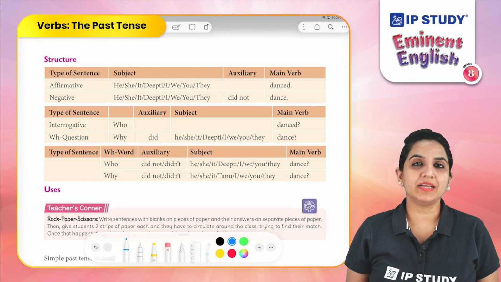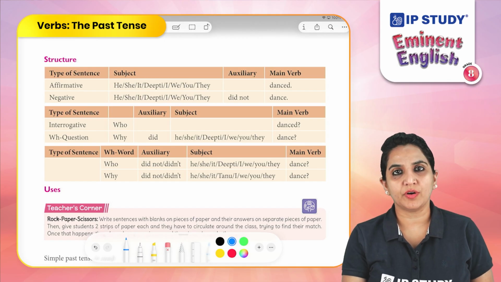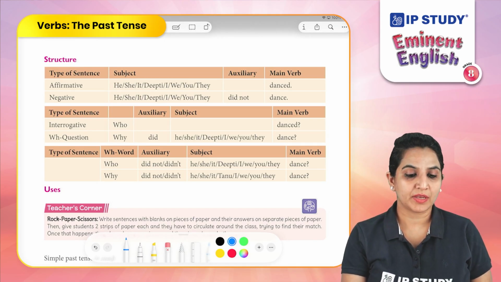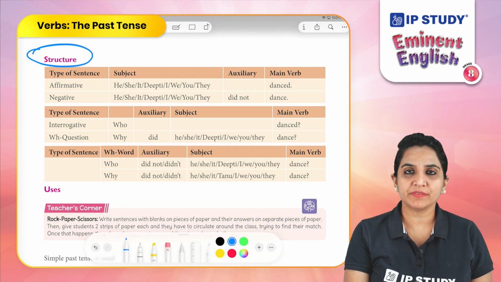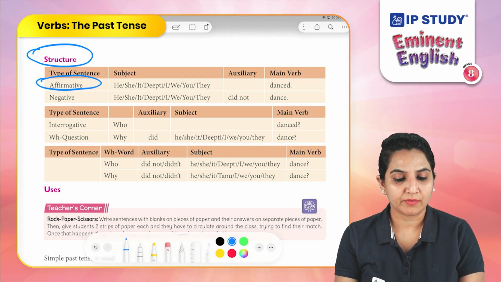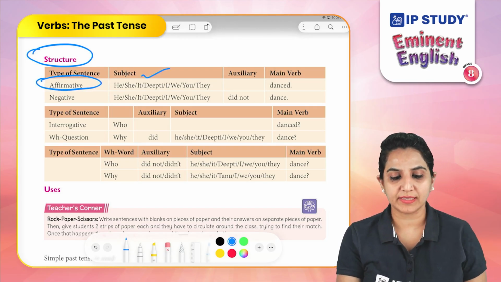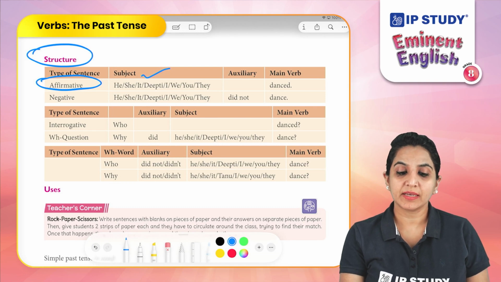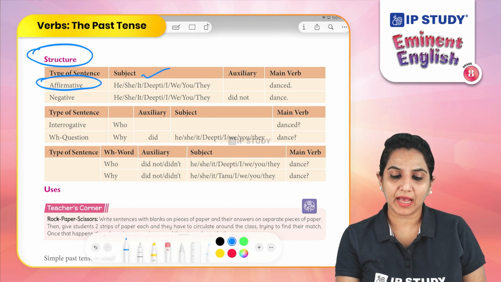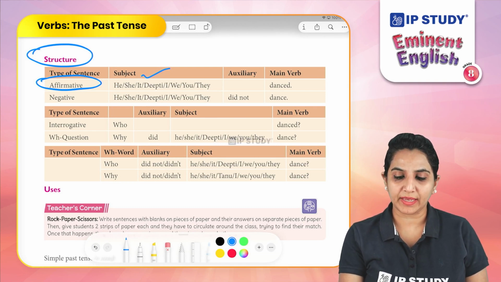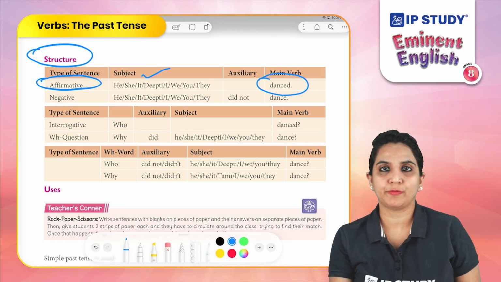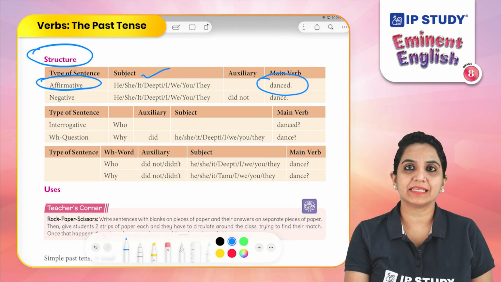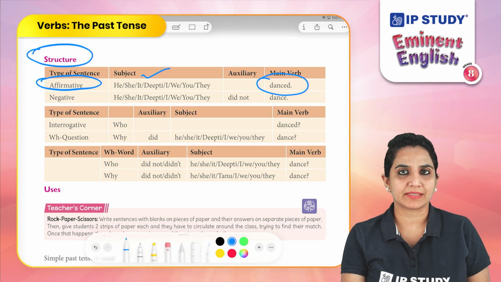Let us now understand the structure of simple past tense. So, let's look at this table together. In affirmative sentences, with nouns and pronouns such as he, she, it, any name like Deepti, I, we, you, they, we use the main verb in the past tense form. For example, he danced, she danced, Deepti danced.